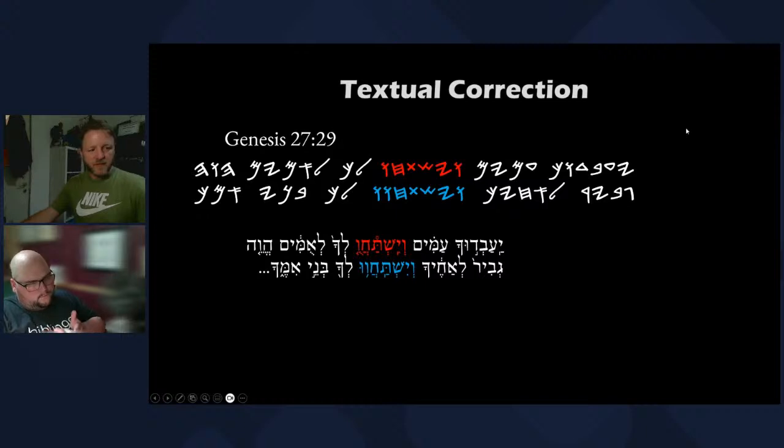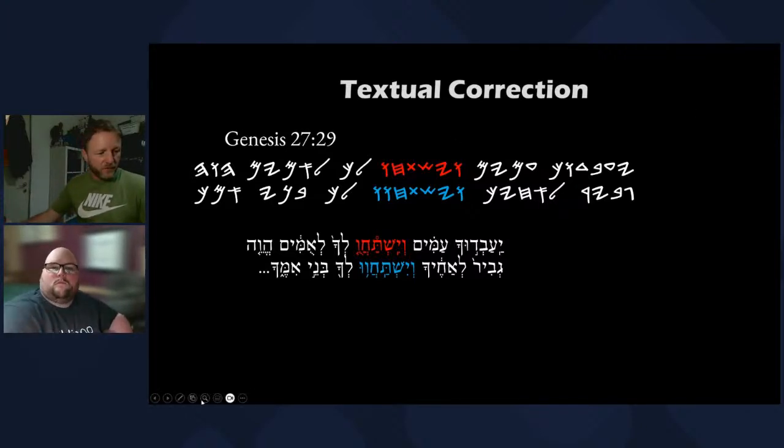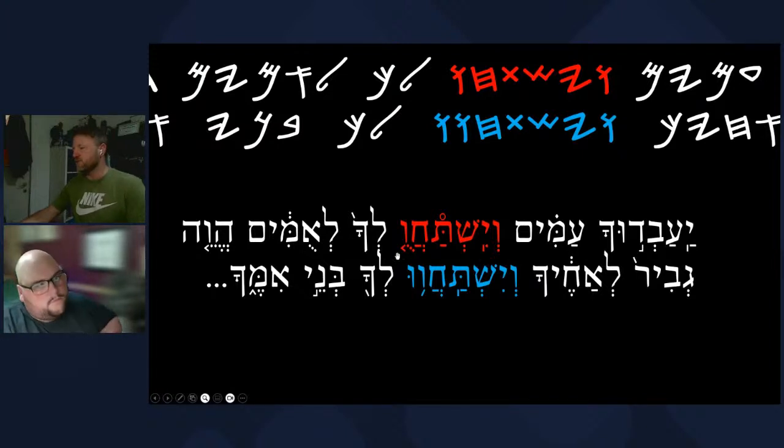Let's look at the text. This is the text as we received it from the Masoretes. Yavducha amim. Ve'yishtachavu lecha le'umim. Heve gvir le'achecha, v'yishtachavu lecha b'nei imecha. Okay, so the red word and the blue word should be the same, but one is missing a vav. So the Masoretes, instead of changing it, just adding a vav, notice they wrote underneath shuruk. Underneath the vav they wrote kubutz. So they're marking it as saying v'yishtachavu, but the vav is missing.